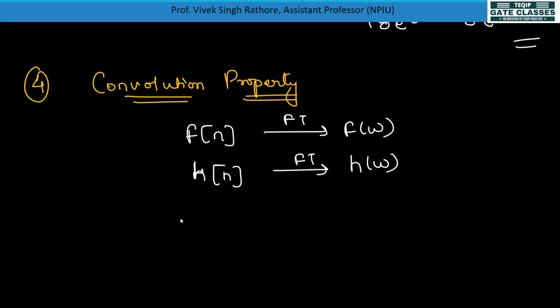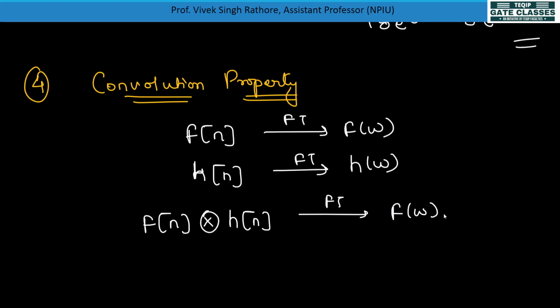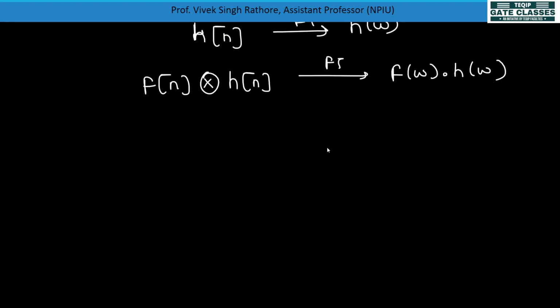So whenever you are convolving your signal, if you are taking output, you need to convolve f of n and h of n, and this is similar to multiplication in the frequency domain if you take the Fourier transform. Means in the time domain, if you are convolving two signals, it is similar to multiplication in the frequency domain. It is very easy. If you need to find the transfer function also, transfer function is nothing but output by input.